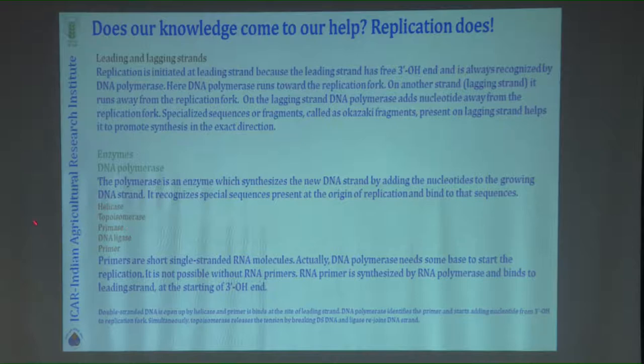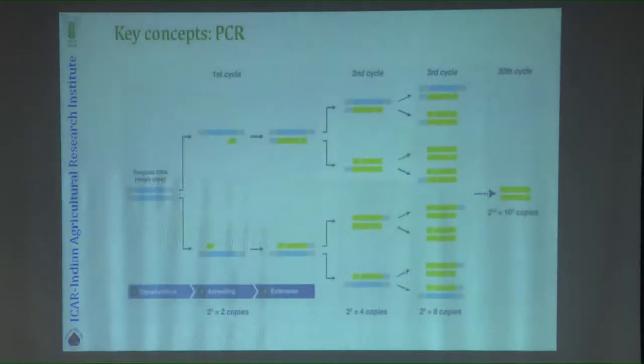And also in nature, we have helicase, topoisomerase, primase, DNA ligase, and then there are primers, which are nothing but short single-stranded RNA molecules. And DNA polymerase needs some base to start the replication, so they make use of it. And so this is the information which we need to consider if we wanted to do further improvements.